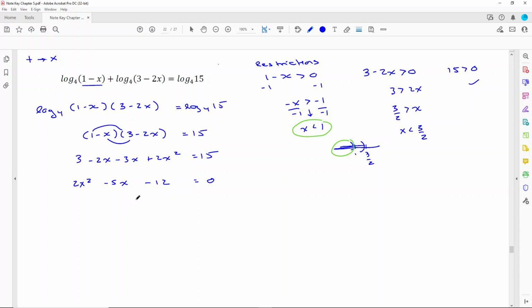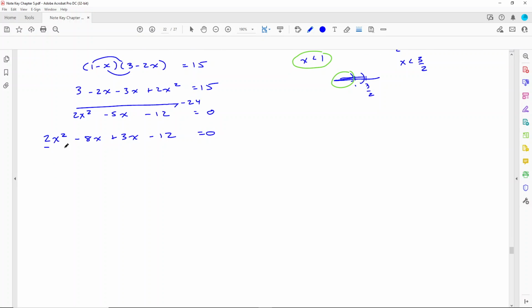And then I'm going to factor. Now, if you don't like factoring, feel free to use the quadratic formula, right? But I'm going to factor it. So I'm looking for two numbers that multiply to give me negative 24 and add to give me negative 5. So that'd be 2x squared minus 8x plus 3x minus 12 equals 0. Now I'm going to factor by grouping. I get 2x times x minus 4, and I'm going to factor out a 3. I get x minus 4. My two brackets are x minus 4 and 2x plus 3.